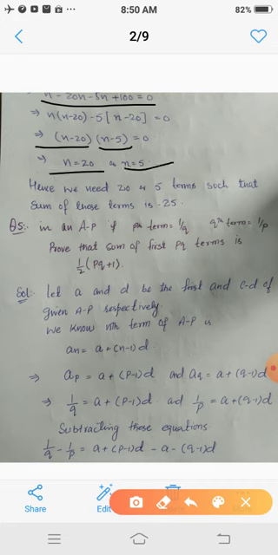Hence, the number of terms needed such that the sum of those terms is minus 25 is either 20 or 5. This means that we need either 20 terms or 5 terms such that the sum of those terms is minus 25.